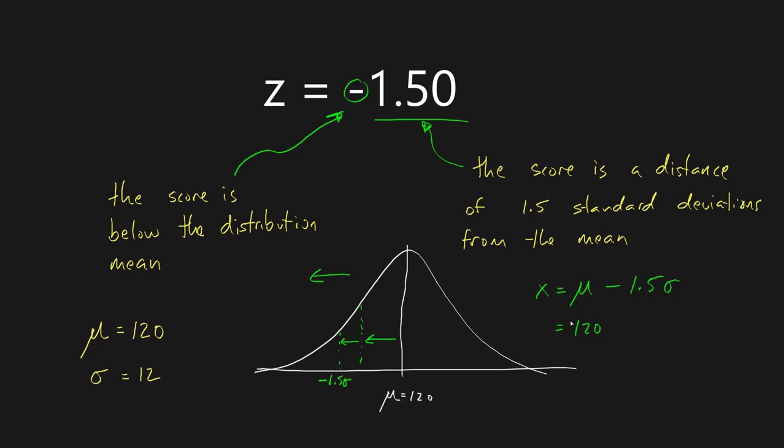And so that's going to be 120 minus 1.5 times my standard deviation, which is 12, and so this ends up giving me what? 1.5 times 12, that's 18. 120 minus 18 is going to be 102. So I know that this z-score leads me to figuring out that a raw score is equal to 102, but the z-score tells me so much more than just what the raw score is. It tells me where it is in relation to the population mean, how close it is to the typical value for the distribution, or the expected value for the distribution.